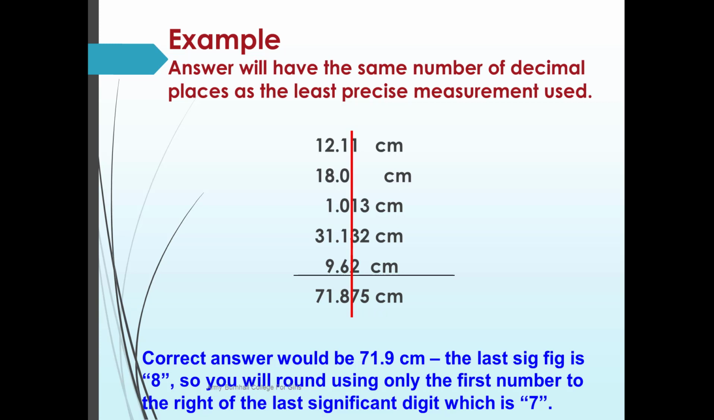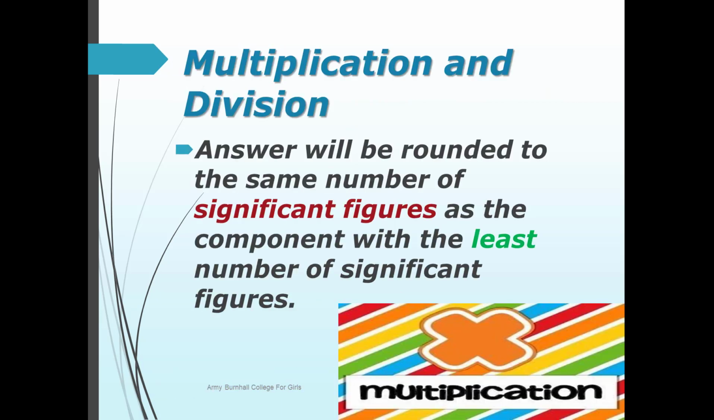So in this way we can add different values and then round them to the least number of decimal places. This was the rule for addition and subtraction of significant figures. After that we discussed multiplication and division. The answer will be rounded to the same number of significant figures as the component with the least number of significant figures. Over here we will not check the least number of decimal places, rather we will check the least number of significant figures, according to all the rules which we have already discussed. So we will round off the answer to the least number of significant figures.